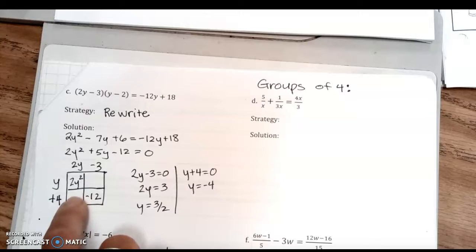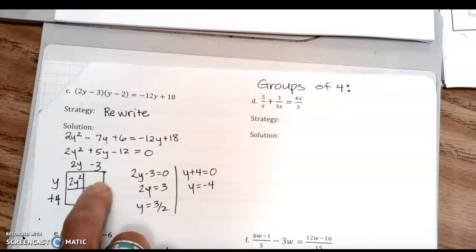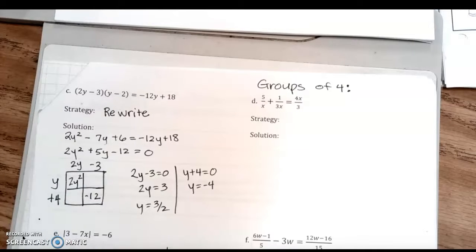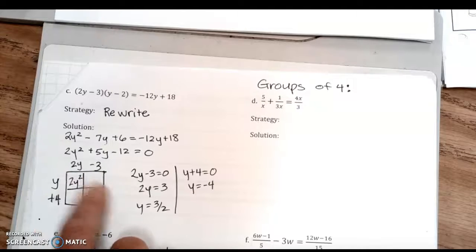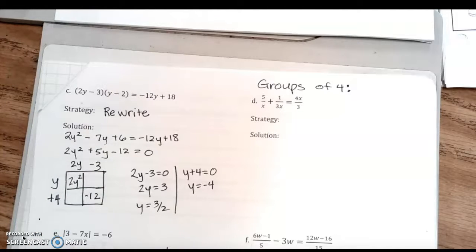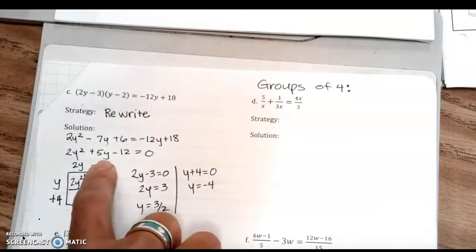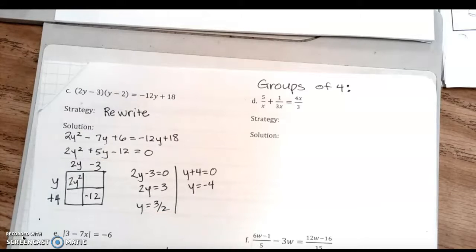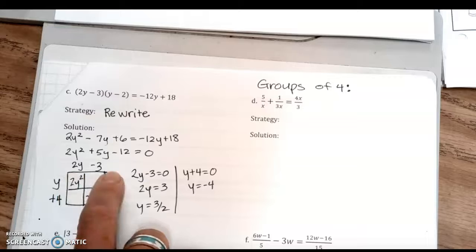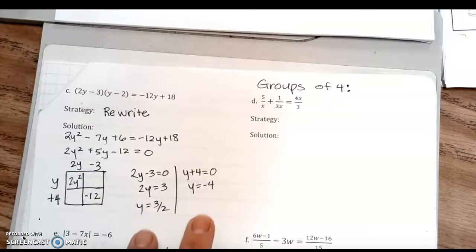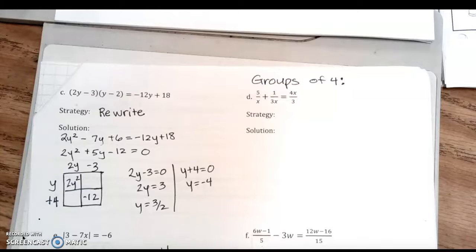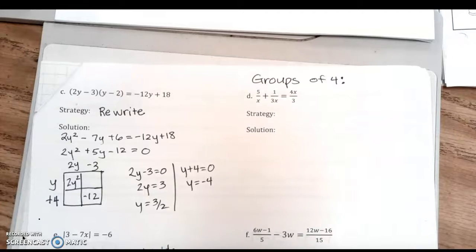So this box is going to fill in with 8y. And then for this box, we need to subtract 3y. So negative 3 times y would be negative 3y. So positive 8y minus the 3y is going to combine to get the 5y. Then I just took the top binomial and the bottom binomial, set them each equal to 0, and solved independently. Then I looked back at it and said, okay, I used rewrite. Any questions on C?